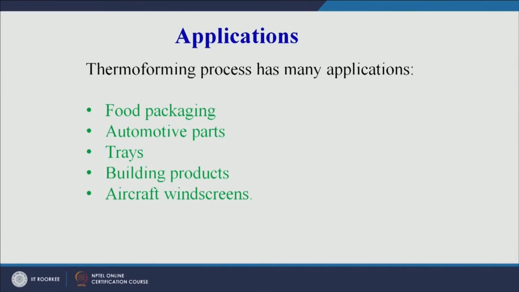Now what are the various application areas? Since the process is simple, easy to operate, not very costly, because of these advantages a number of industries are making use of this process. Now what are these application areas? Food packaging is one, automotive parts, trays, building products, aircraft windscreens, and there can be numerous other products that are made by the thermoforming process.